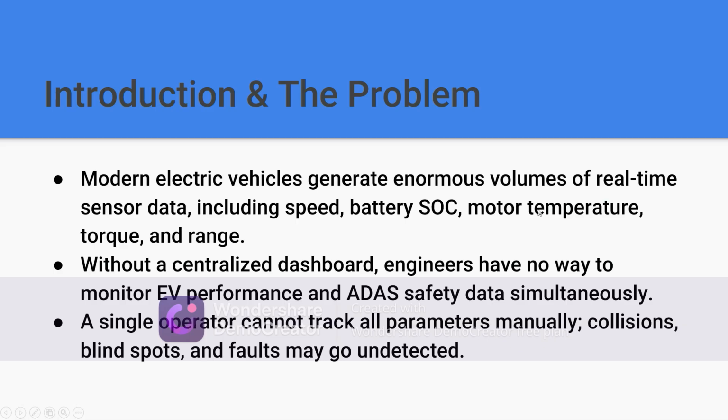Modern electric vehicles generate an enormous volume of real-time sensor data, including speed, battery SOC, which is battery state of charge, motor temperature, torque, and range. Without a centralized dashboard, engineers have no way to monitor EV performance and ADAS safety data simultaneously. A single operator cannot track all parameters manually, which include collisions and blind spots, and a fault may go undetected.